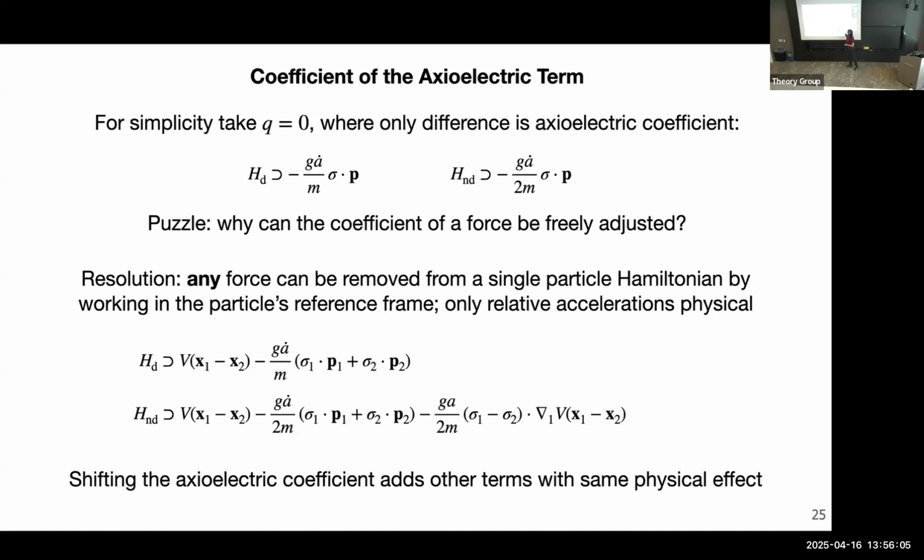So for the derivative interaction, you get what you expect. There's a potential between them, maybe Coulomb or something like that. And then you get, of course, the axioelectric term for each one. But then if you did it the other way around, you get something else. You get the same thing, half the axioelectric term, and then this weird, annoying extra term that depends on their mismatch of spin directions. And so that's what always happens, which is that if you try to get rid of this axioelectric coefficient by making it smaller, like half as much here, you can even get rid of it completely, what you always do is you make these other annoying terms that encode the exact same effect.